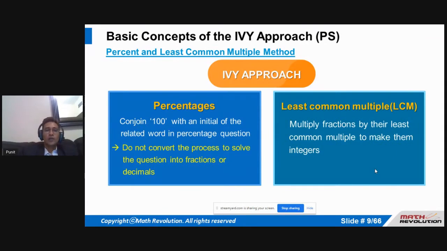So there are two takeaways right now that we have got. First, percentage is 100, and for fractions, the LCM method. So short, so simple. Think how effective such a short one-liner tip would be when you apply it to the questions. We'll be talking more about this in the forthcoming sections.